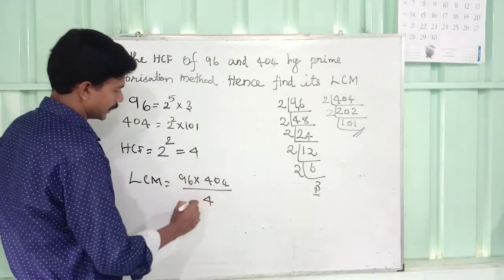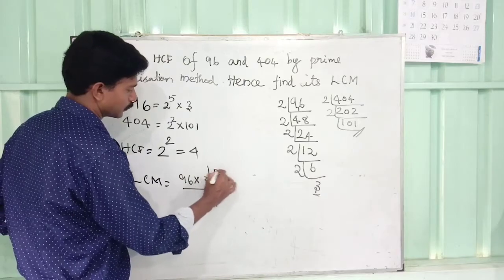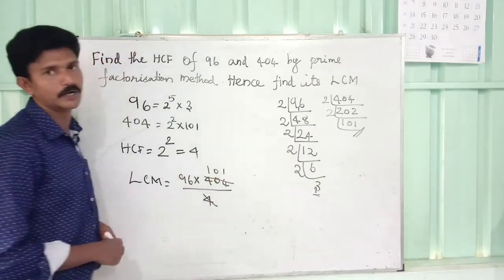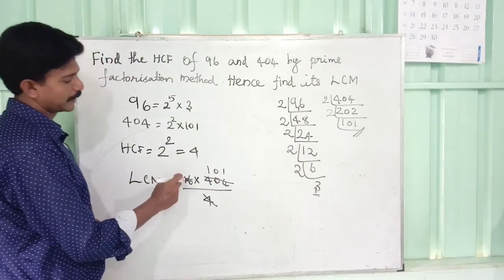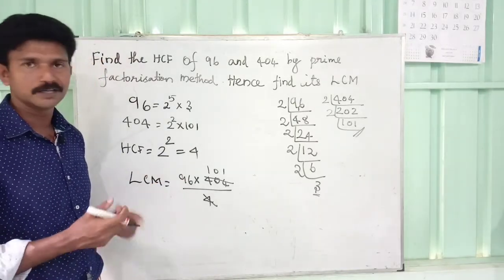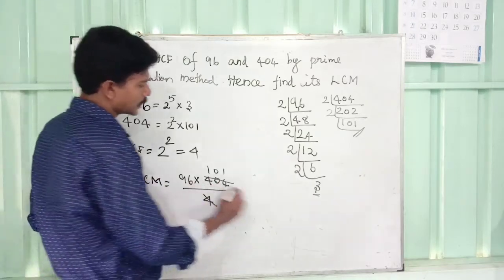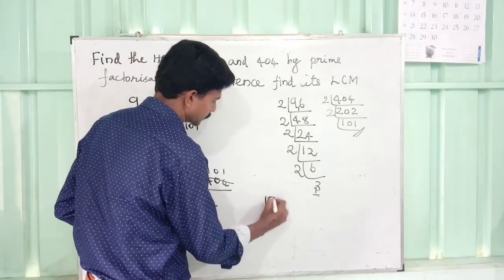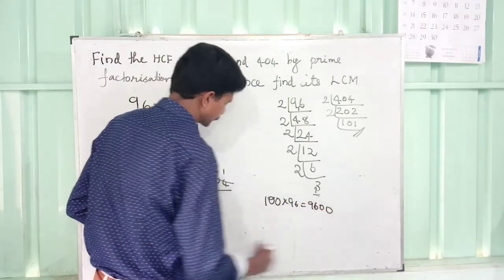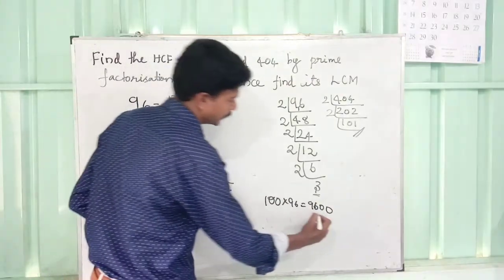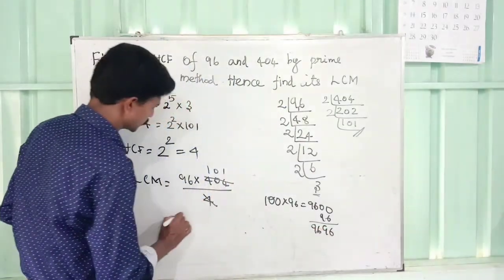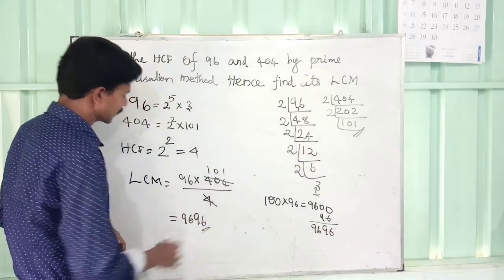Okay, so we can simplify this. We are dividing by 4, the 4 times table, no? 4 times 101 is 404. So we get 101 here. So now let us multiply 96 into 101. So we'll get the answer. It is very easy to multiply 101 by 96. What you have to do is 100 times 96, which is 9600. Then one more time 96, so we just add 96 to that. So the answer is 9696, which is the LCM.